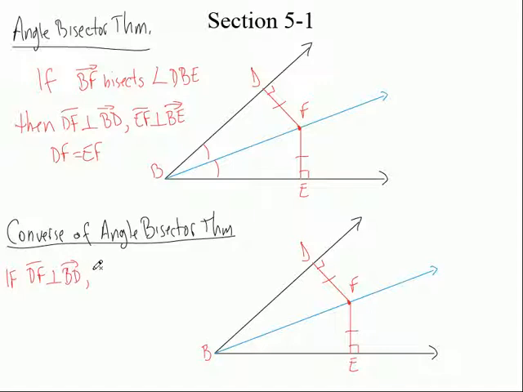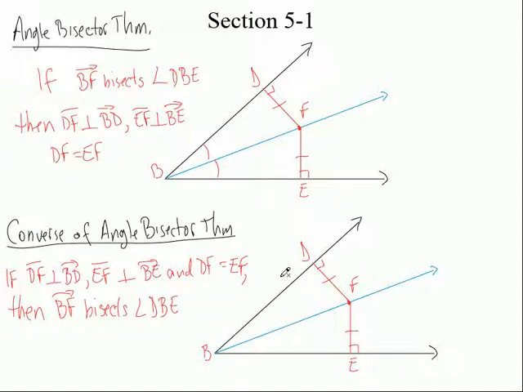BD, and what? EF is perpendicular to BE, and one more thing, what else? Good, and if DF equals EF, alright, if all that stuff is true, then guess where F is? It's not the center. We never said center one time yet. F lies on the angle bisector. So we could say F lies on the bisector, but we're going to say this: then ray BF bisects angle DBE.